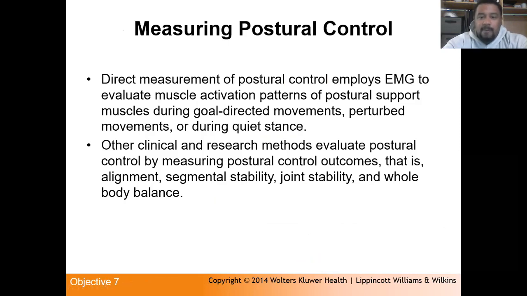Measuring posture control. The way you measure posture control is through EMGs, so evaluate muscle activation. So direct measurement of posture control employs EMG to evaluate muscle activation patterns of postural support muscles during goal-directed movements, protruder movements, and during quiet stance. So basically, it's just a way for people to measure how good your postural control is by evaluating the activation of your muscles. So what is your muscles doing, and what is your body doing to maintain postural control?